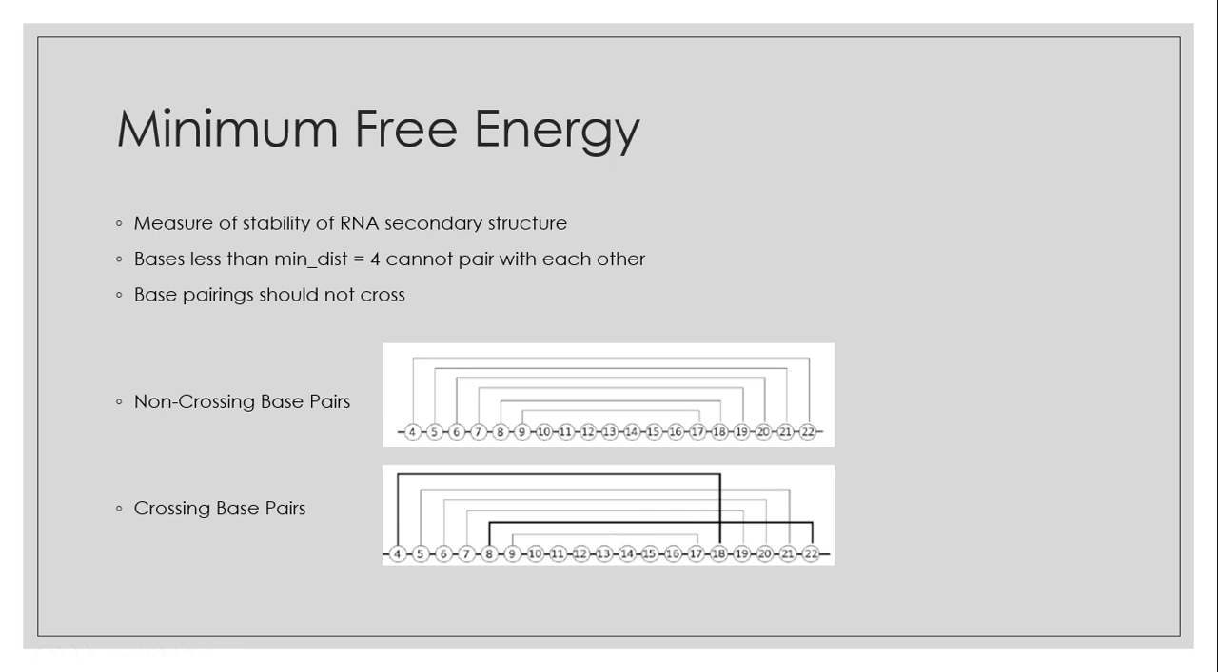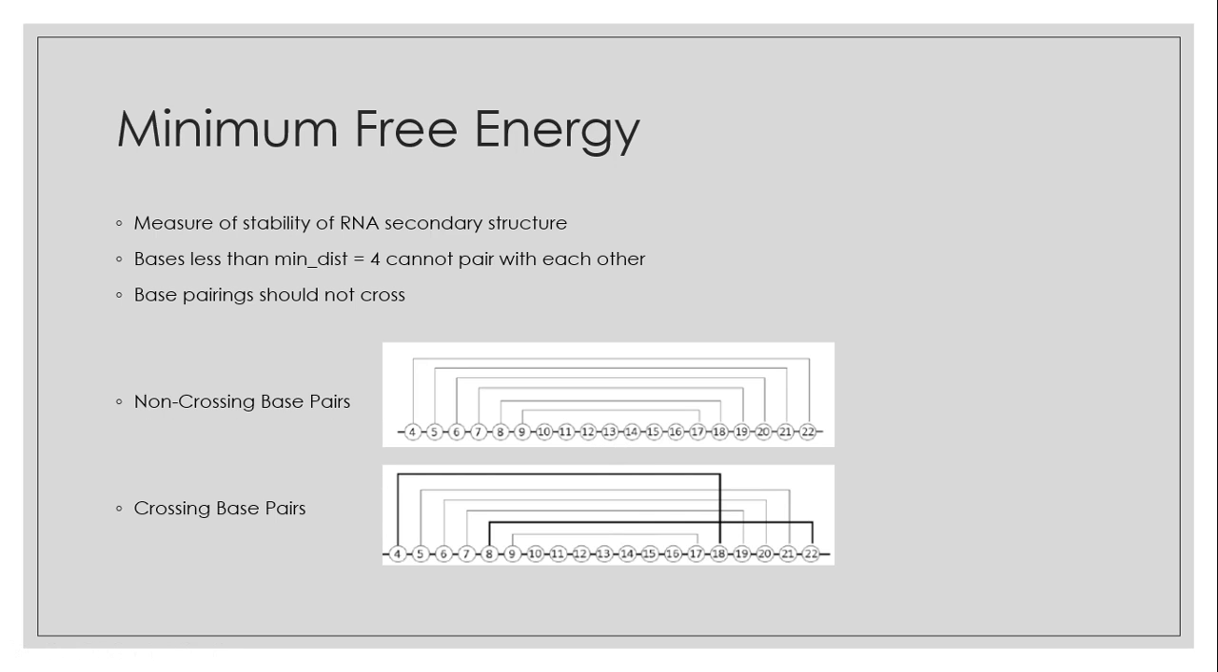Also, there are some constraints which say that bases less than that minimum distance threshold of 4 units cannot pair with each other. So here you see that in this example, for instance, 10 cannot pair with 11, 12 cannot pair with 13 because they are too close.